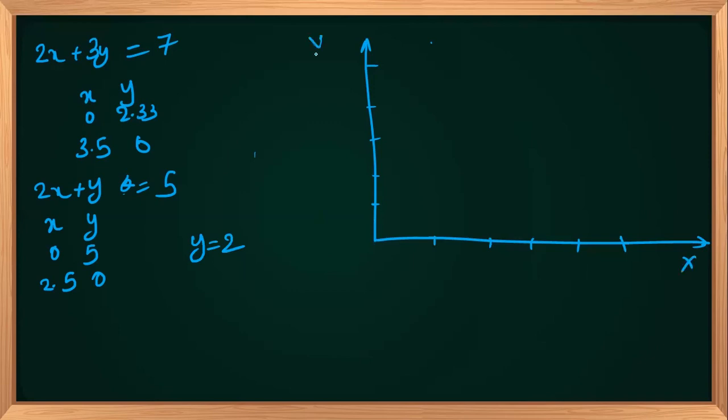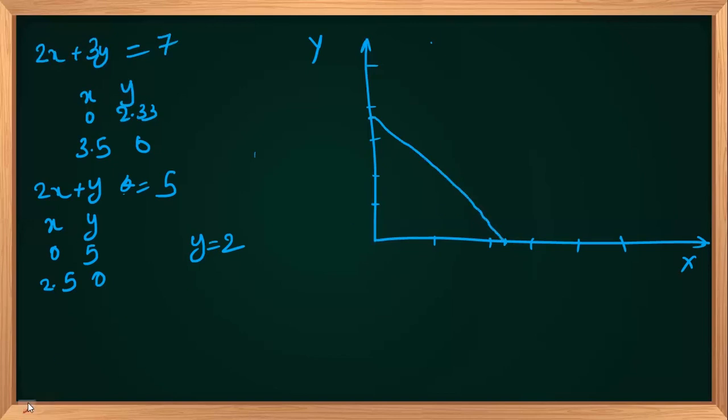So for the first equation, when x equal to 0, this is x and this is y, y equal to 3.5. This is 1, 2, 3, and 3.5 is here, right? When y equal to 0, x equal to 2.33, which will be somewhere here. So you can plot a straight line. This is my first line.